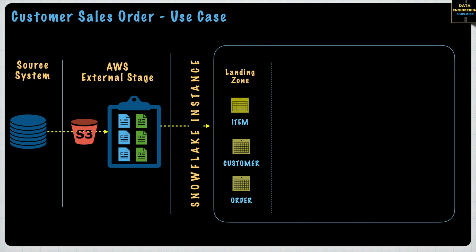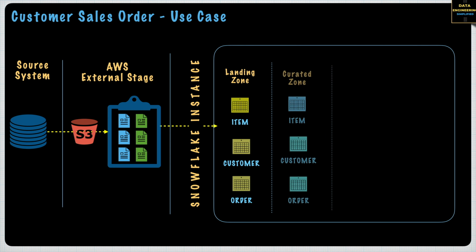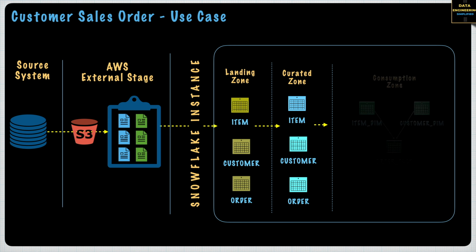The item, customer, and order raw data will be loaded into the landing zone. The landing zone table will have a stream object created, so every new arrival of data will be captured as a CDC. To move data from the landing zone to the curated zone, we will create a task and task tree, and that will use a merge statement to merge the data: update, insert, or delete. We will also have stream objects created in the curated zone, so all the changes can be captured.